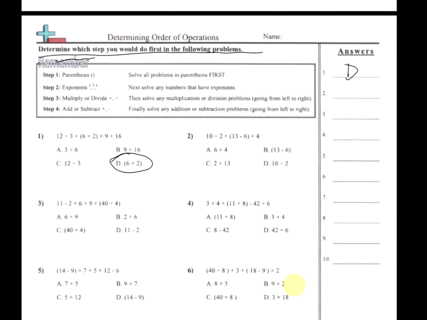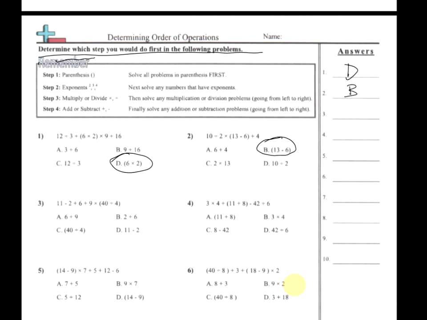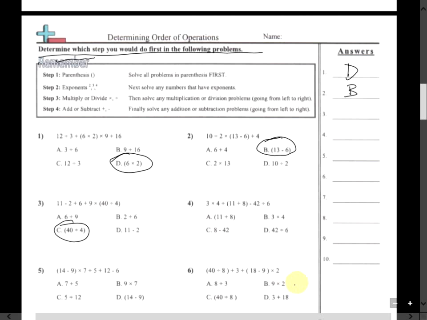13 minus 6, yes. So that is B. So we're going to put B over here in the answer blank. Okay? On number 3, Isaiah. 20 divided by 4 on number 3? 40 divided by 4. Okay, 40. Yes, what letter is that? C, that is correct. So we put C in the answer blank.